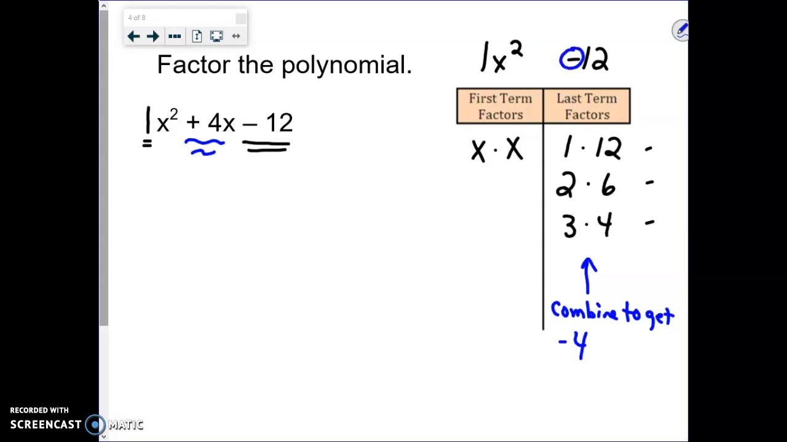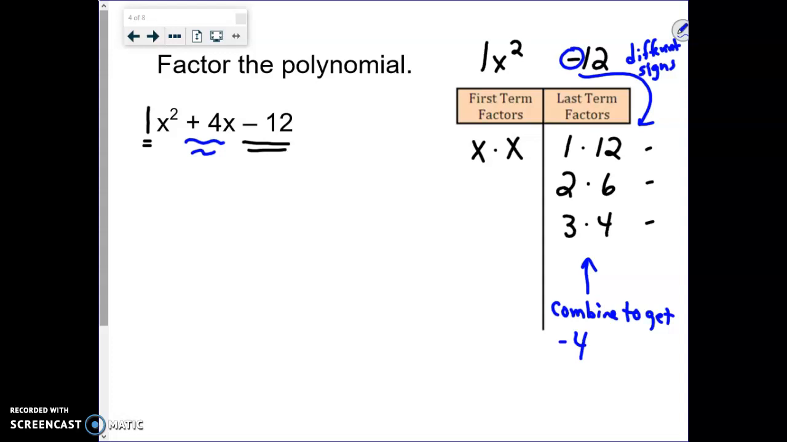Now, this is important right here. This right here, being negative, means that these factors are going to have opposite signs. They're going to have different signs. So in other words, one's going to be positive, one's going to be negative, because they have to multiply together to give you a negative 12.